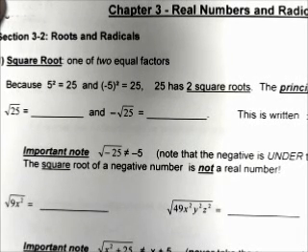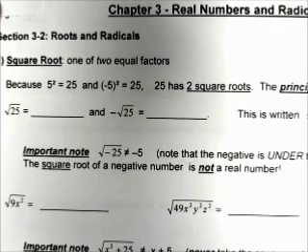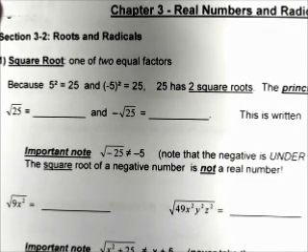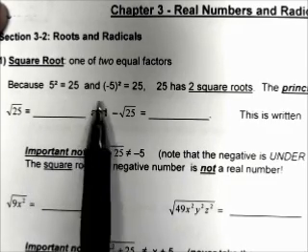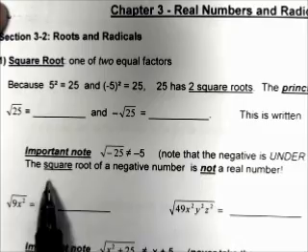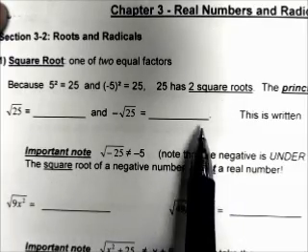Today we're starting Chapter 3, which is entitled Real Numbers and Radicals. So we're on page 1 of our Chapter 3 notes, and our first section is 3.2, Roots and Radicals. Square root is one of two equal factors, because 5 squared equals 25 and negative 5 squared equals 25. 25 has two square roots.